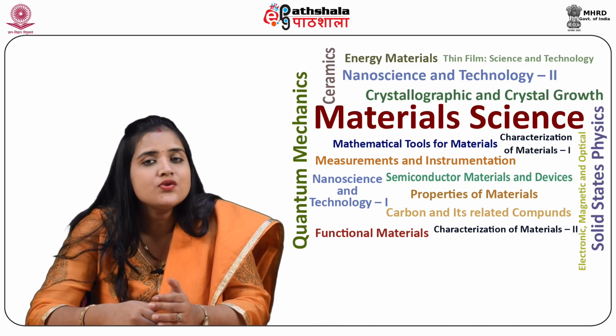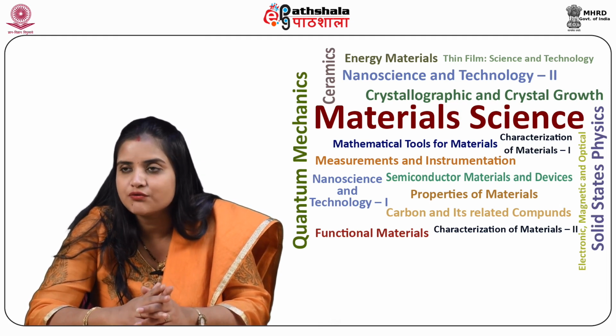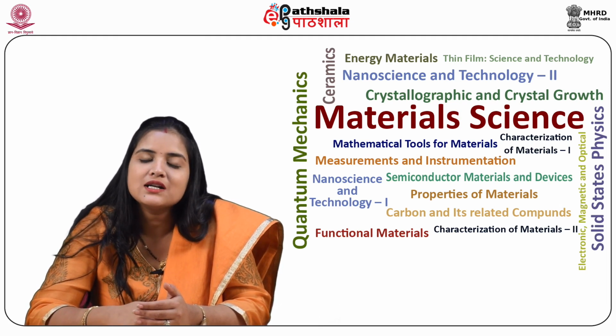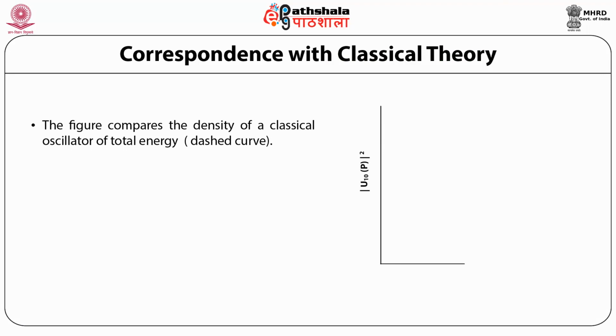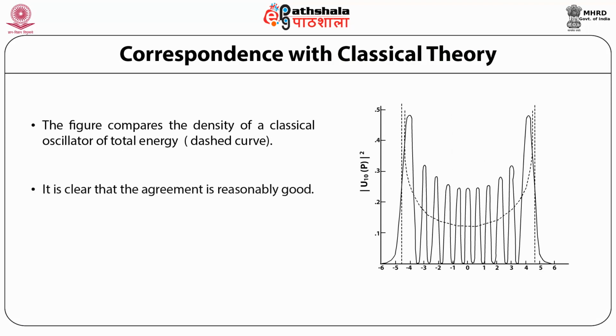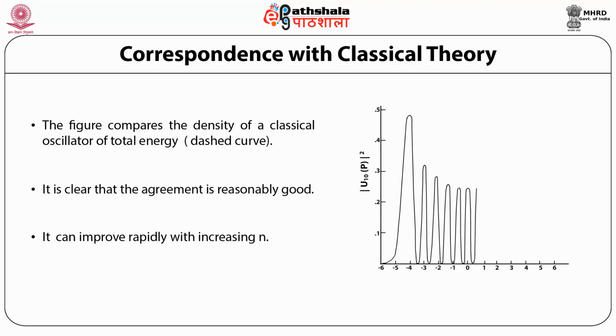Indeed, the ground state has no node, excluding the zero at infinity. Thus, the number of zeros is exactly equal to n. The figure compares the density of a classical oscillator of the same total energy, which is represented by the dashed curve. It is clear that the agreement is reasonably good. It improves rapidly with increasing values of n.